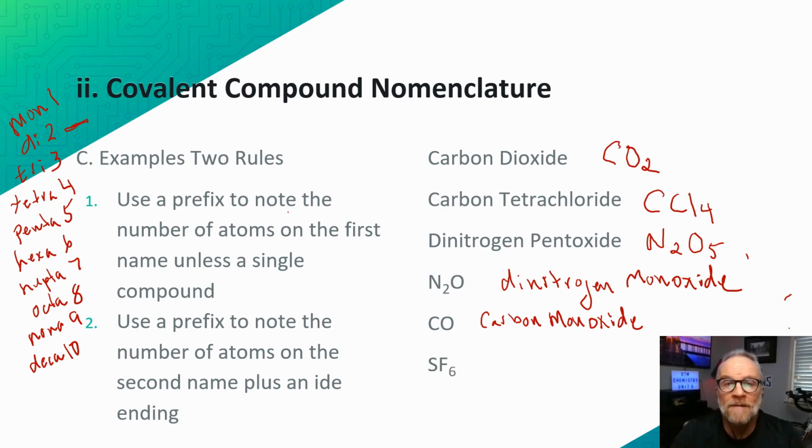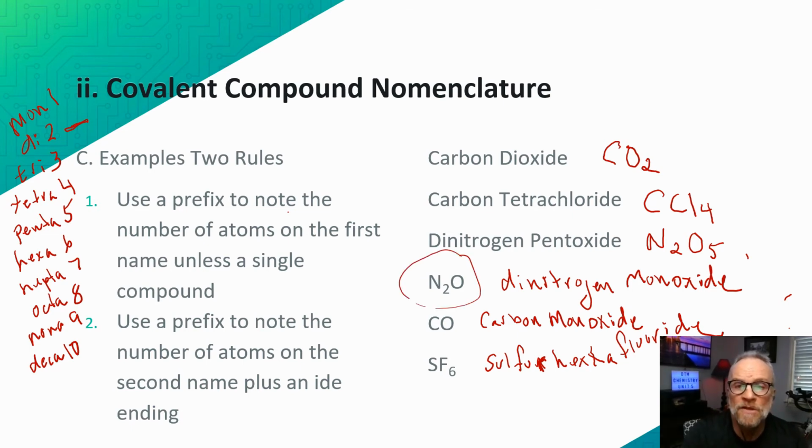And now we have sulfur, hexa, S-U-L-F-U-R. Sorry about that. Hexafluoride. Sulfur hexafluoride. Very good. So those are easy to name. The main thing is to recognize, when you have the symbols, that you have 2 nonmetals together.